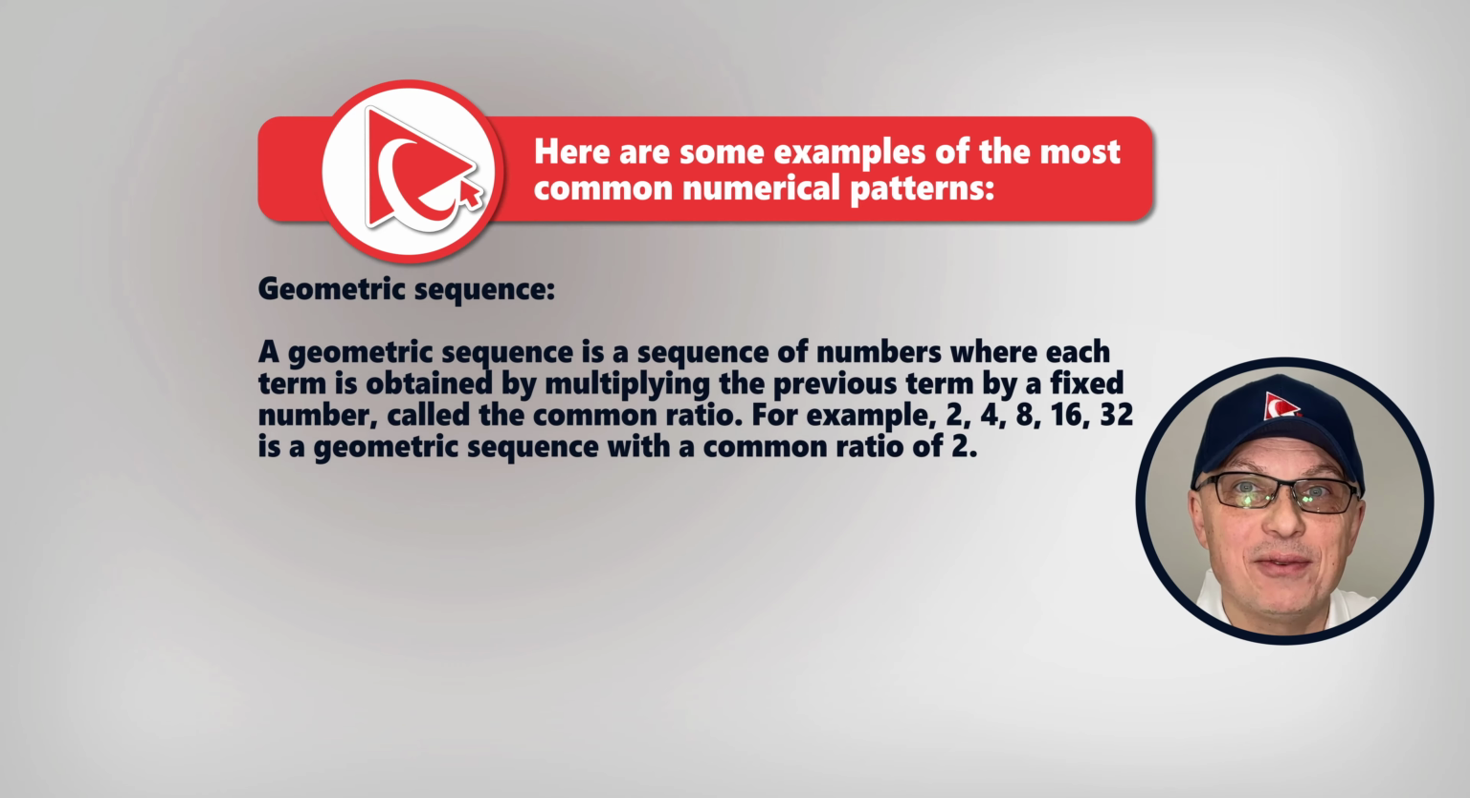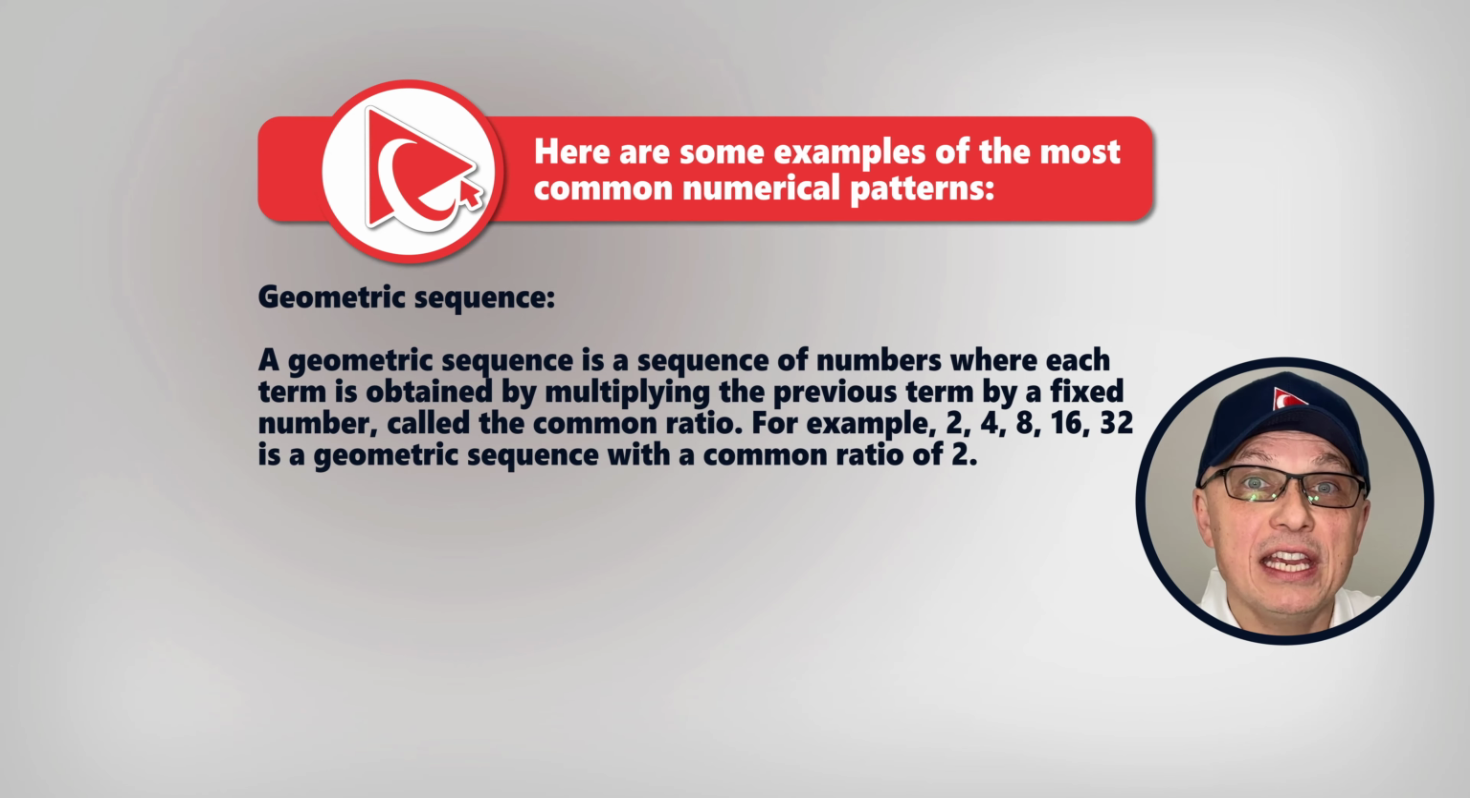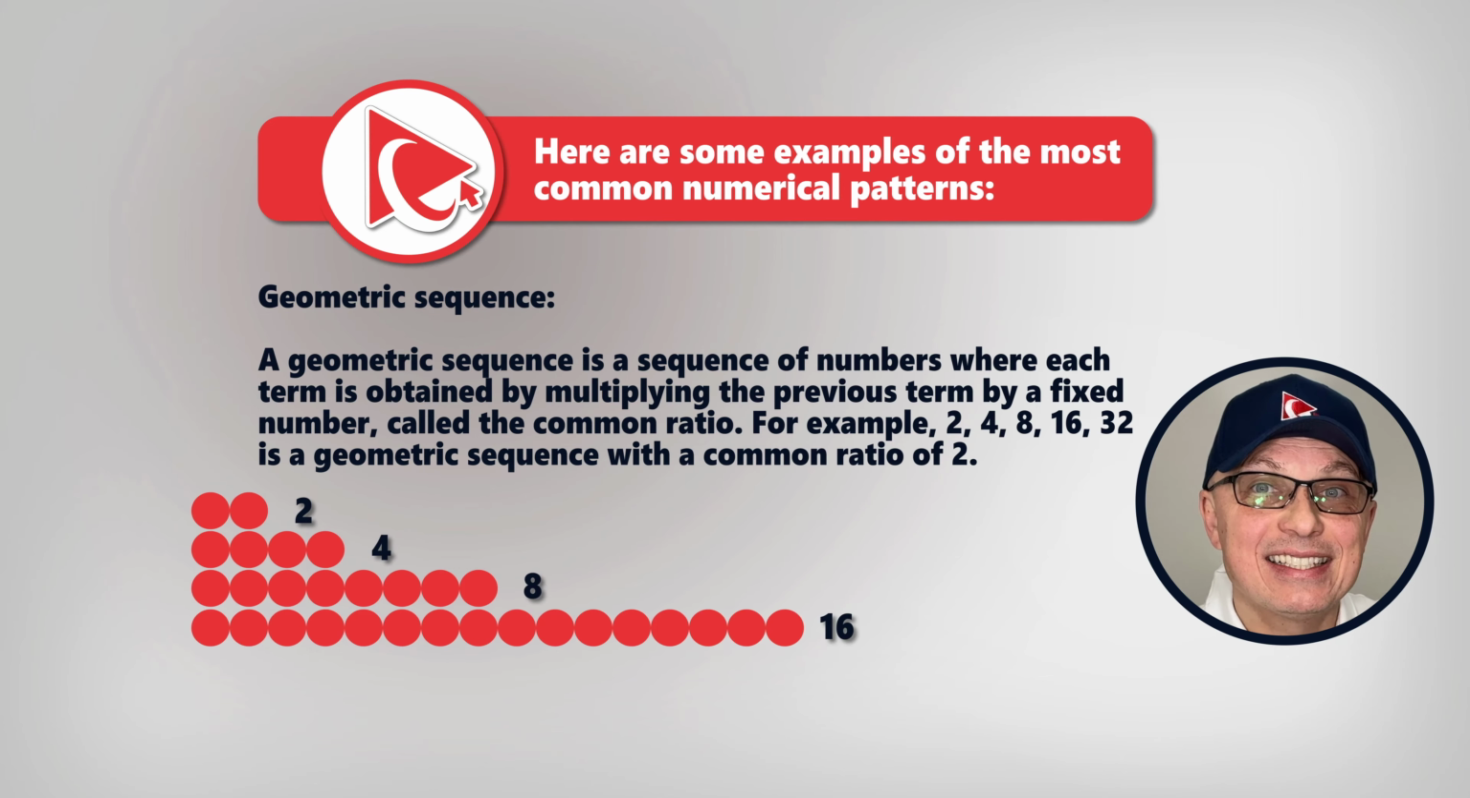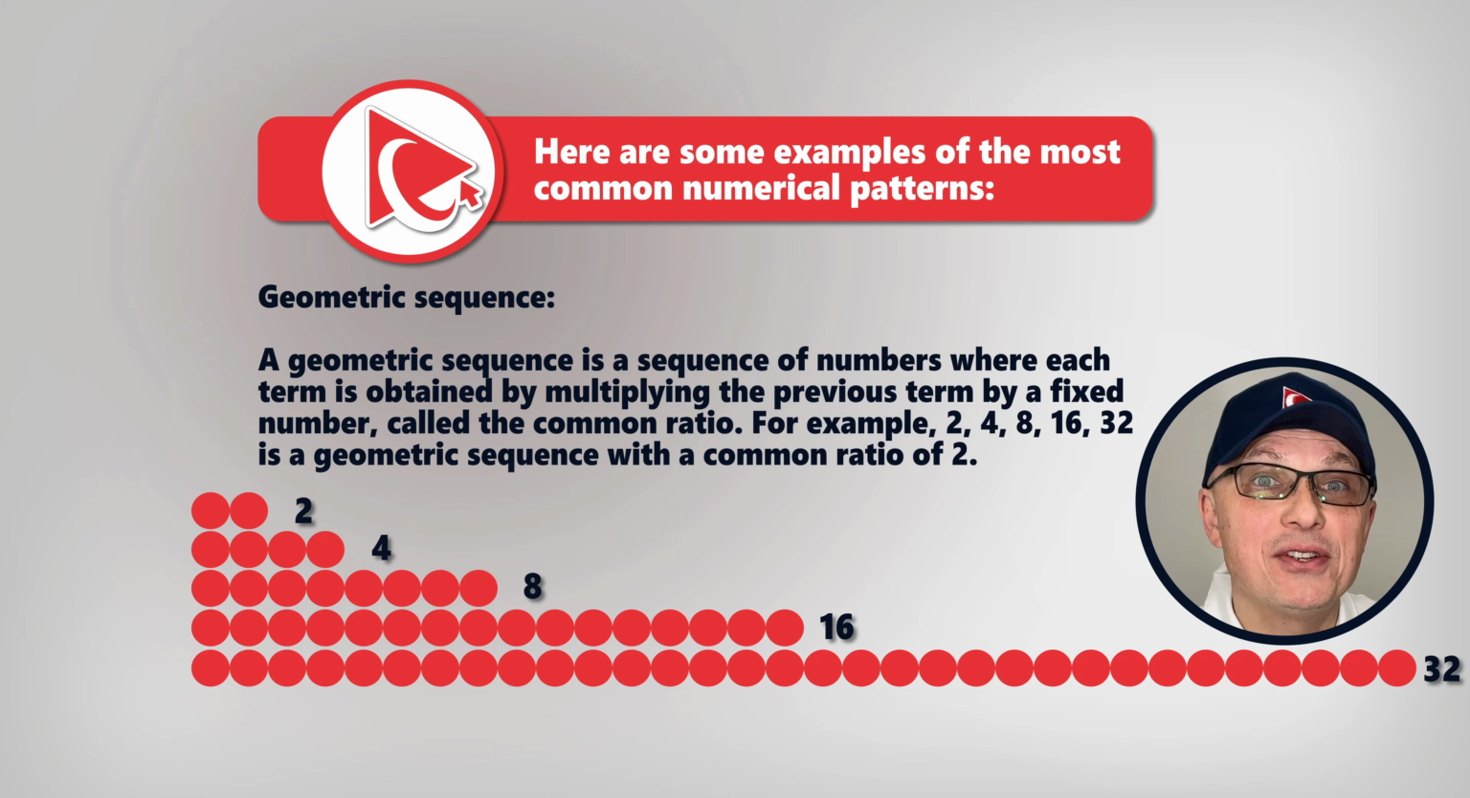A geometric sequence is a sequence of numbers where each term is obtained by multiplying the previous term by a fixed number called a common ratio. Let's look at the example. Numbers 2, 4, 8, 16, and 32 represent geometric sequence with a common ratio of 2.